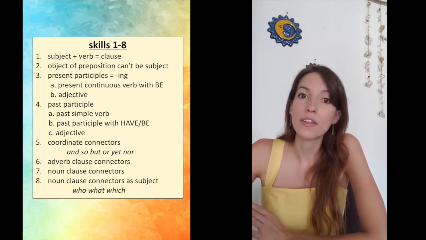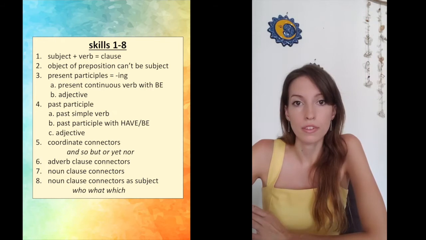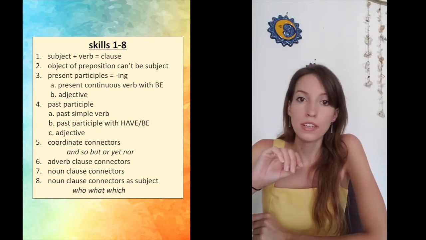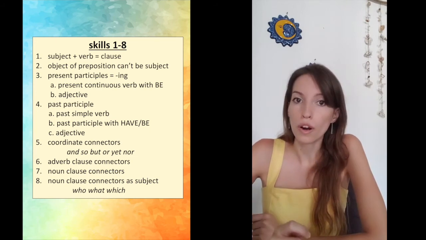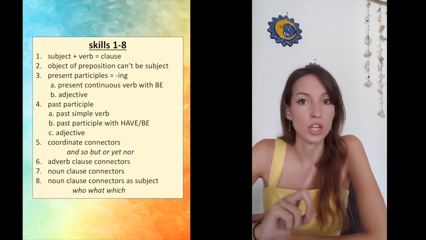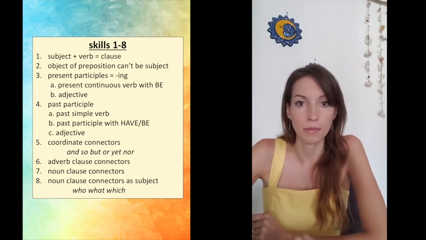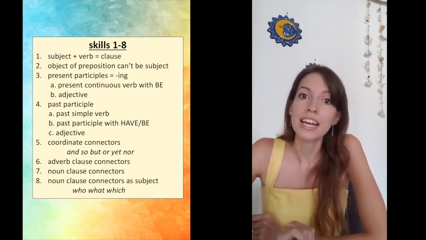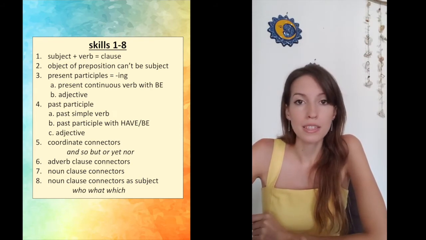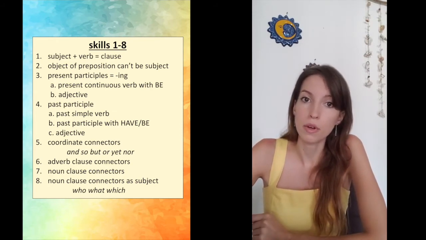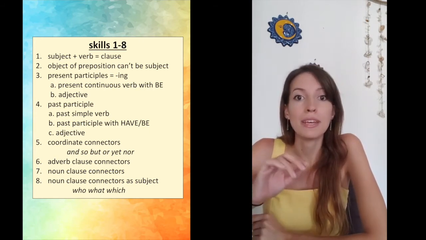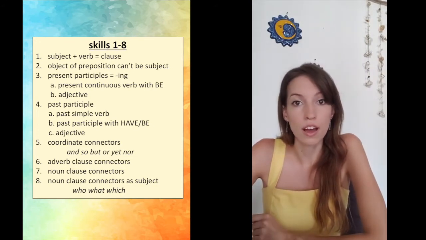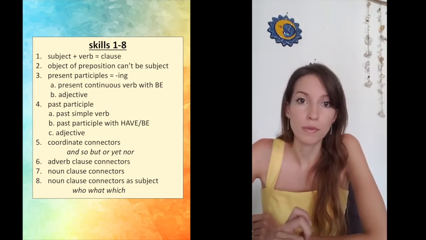Yeah? Skill 3 is present participles. Those are the ing words. Present participles can be a verb if there's a be verb in front of it, or they can be an adjective if there is no be verb in front of the present participle. Skill 4 is past participles. Past participles can also be a verb or an adjective. And these 2 participles can begin a reduced adjective clause. That's why they're so important to remember.